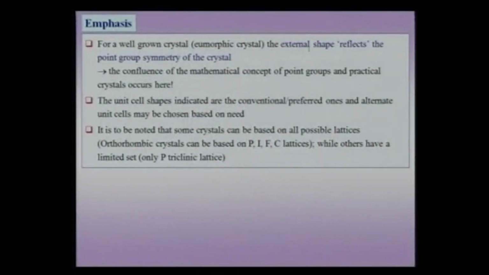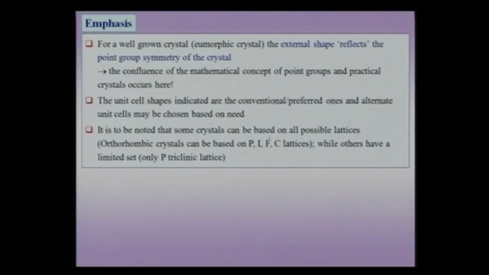And this is what is written in the first sentence here. The external shape reflects the point group symmetry of the crystal, and this is a confluence of the mathematical concept of point groups and the practical concept of shape of crystals. And we have already noted that the unit cells can be chosen according to our need at the point of time, but there are always preferred unit cells which we conventionally choose.